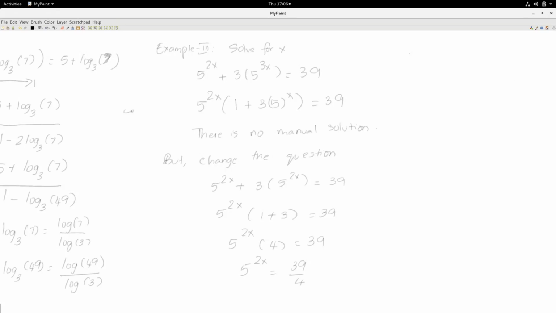Now, since you see a 5, we have to take log base 5 on both sides. Now, using power rule, the 2x would come out, leaving log base 5 of 5 equals log base 5 of 39 over 4. Log base 5 of 5 is 1 again. So 2x would be equal to log base 5 of 39 over 4. Divide by 2 on both sides, we will get log base 5 of 39 over 4 divided by 2. You may leave the answer as is, or you could convert it to a decimal.